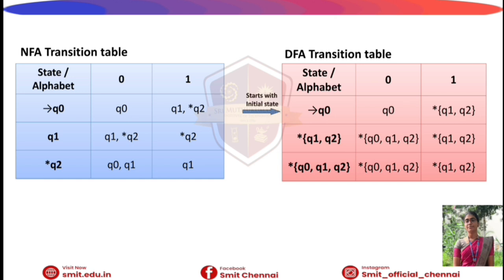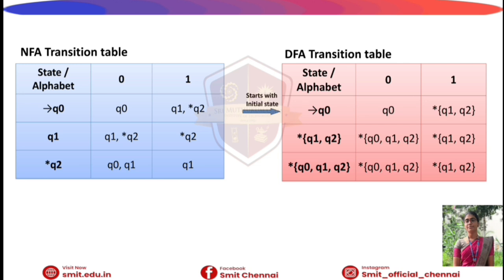Now from the first column, we will have Q1, Q2 as a new state, and it accepts 0 as an input and goes to Q0, Q1, Q2. Together, all these three are seen as a single state. And Q1, Q2 accepts 1 and goes to Q1, Q2 itself. Next, Q0, Q1, Q2 will accept 0 as an input and goes to Q0, Q1, Q2, and it accepts 1 and goes to Q1, Q2.